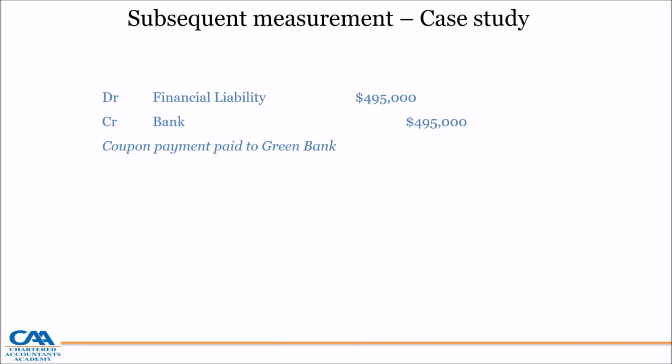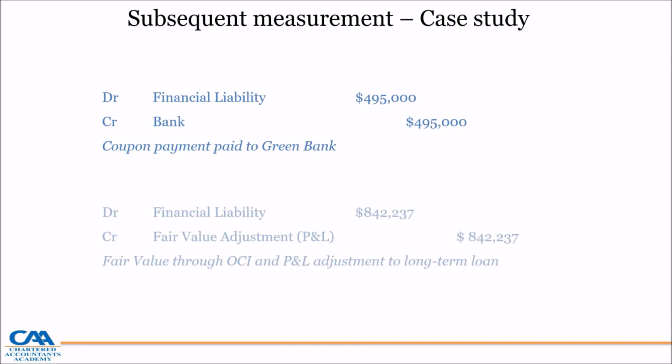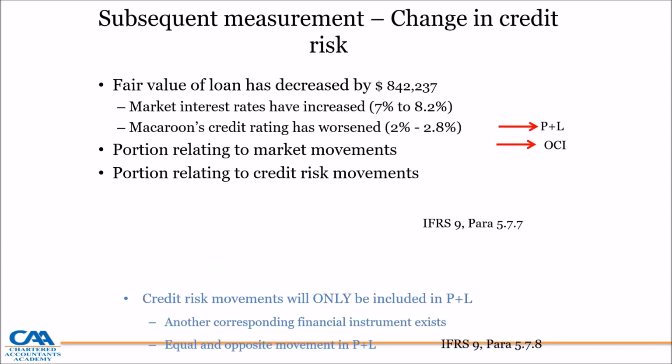So take note of the coupon payments. I'm sure you know how to do your journals, and also come up with a fair value adjustment. But then this is just going to P&L, but this amount should be OCI and P&L like the narration correctly says. So we need to split this into fair value relating to market movements and fair value relating to change in credit risk.